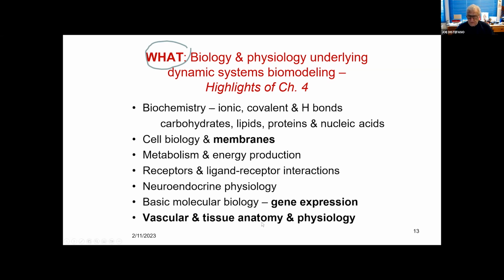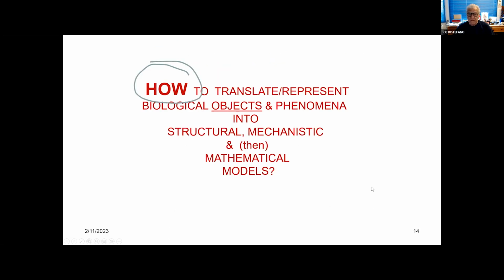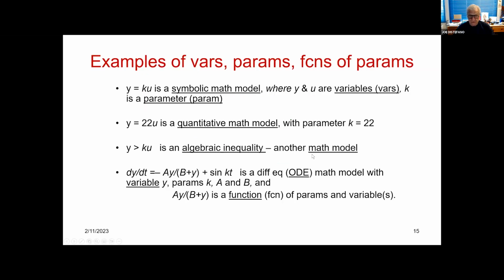And then vascular and tissue anatomy and physiology. Of course, this is essential to turning a biological system into components and how they communicate with each other. So how to translate the bioobjects and the phenomena into structural mechanistic models, and then finally mathematical models. So variables, parameters, and functions of parameters.